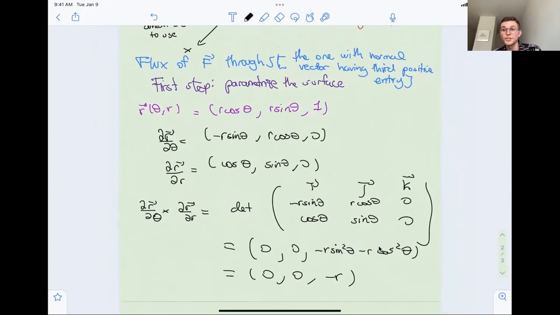So you should think of this vector that we got as being perpendicular to the disk, which kind of makes sense, right? Because it only has an entry on the third component. And so the only question is, did we find the correct one? Is this pointing the way we want it to point? Yes or no?